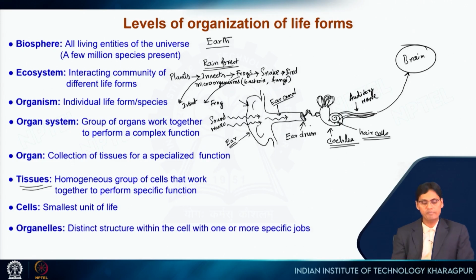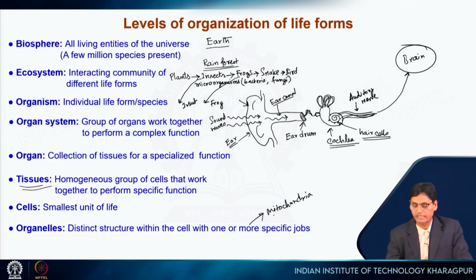And then we have organelle. Organelle means a distinct structure within the cell with one or more specific jobs. Like, if I give you an example of an organelle, it is mitochondria. So mitochondria is an example of an organelle, and it is present in every cell. It is present in eardrum cells, it is present in hair cells, everywhere, and it is producing energy for us, right?